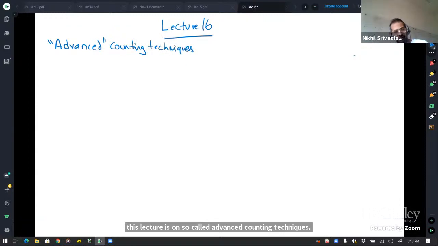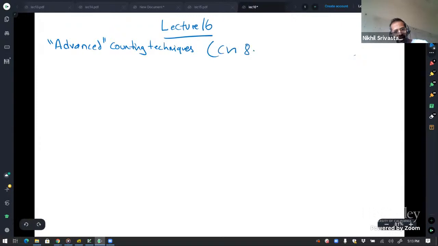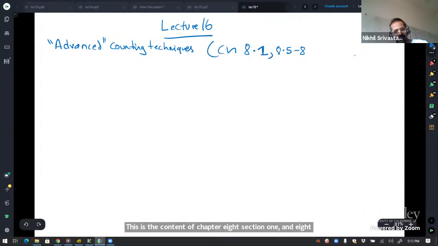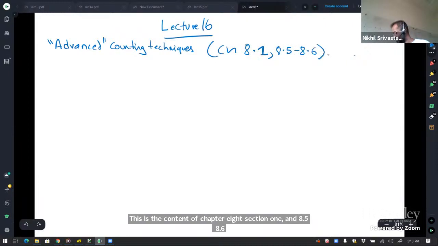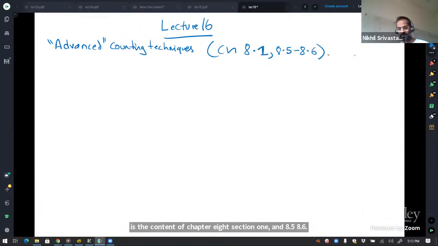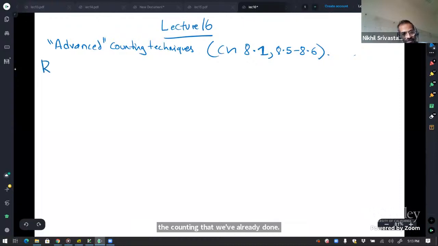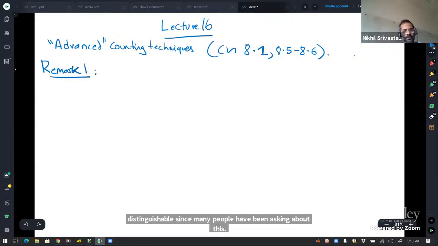This is the content of chapter 8, section 1, and 8.5 to 8.6. But before I get to that, I want to make 2 remarks on the counting that we've already done, just to clarify some notion of what it means to be distinguishable, since many people have been asking about this. So here's one remark.